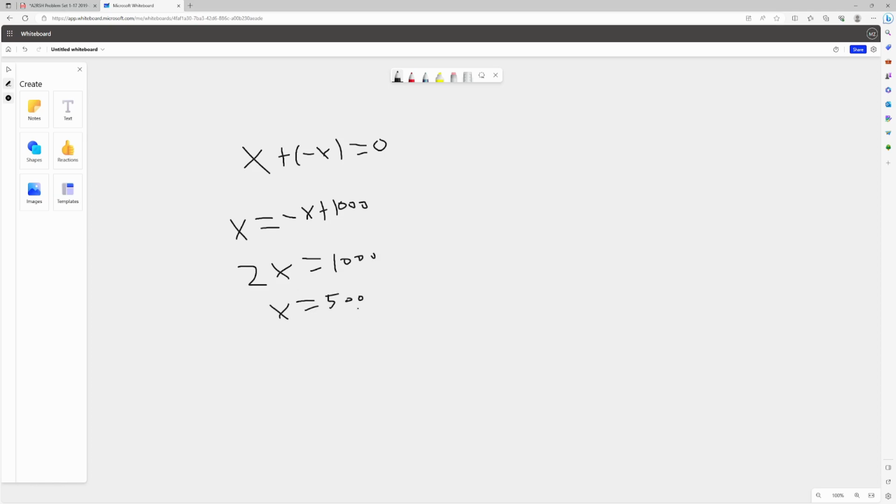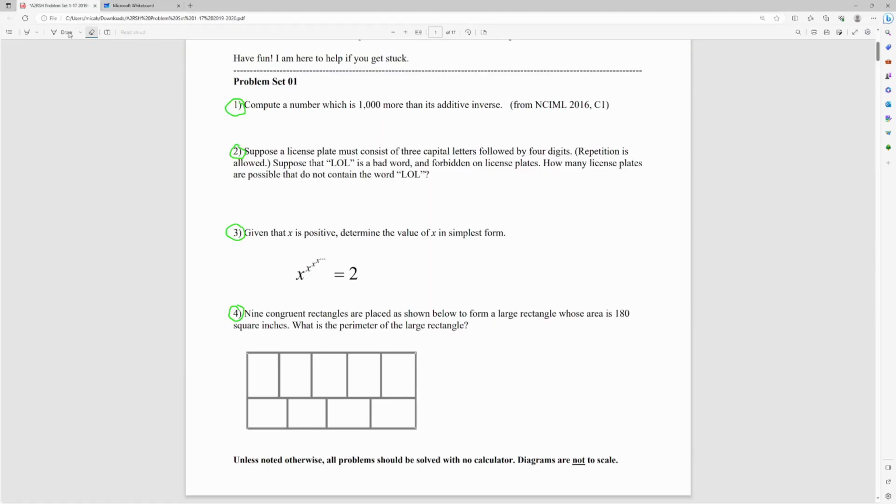Now, we could confirm that, in fact, 500 is, in fact, negative 500 plus 1,000. And so this answer checks out. We can write that in. The answer is 500. Okay, suppose that a license plate must consist of 3 capital letters.